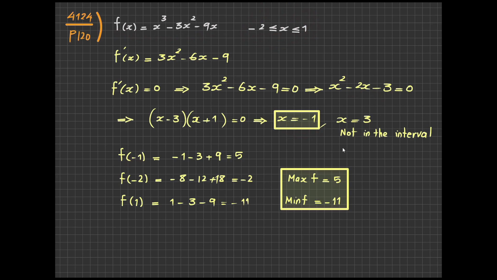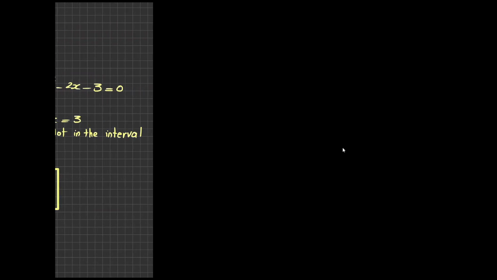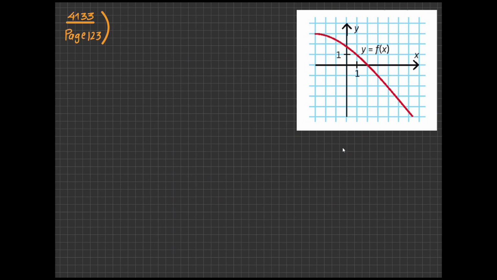Okay. And then the next question people have asked is question 4133. So the question is asking you, the graph of a function y equals f of x is given. Yes, so this red part is the graph of the function f of x. Part A, we want to determine the absolute value of f of 3.